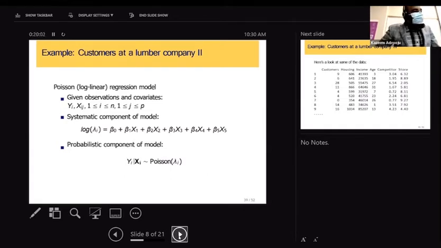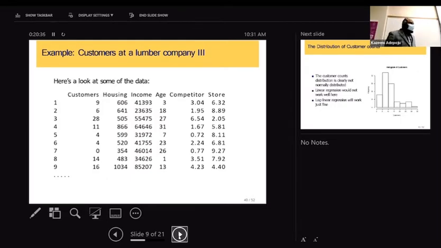Every statistical model has a probabilistic component. The probabilistic component is what we call the random component. In the case of a linear regression model, the error follows a normal distribution. But in the case of a Poisson regression model, the y follows Poisson. Look at that. The y, the response variable, does not follow a normal distribution now. It follows a Poisson distribution.